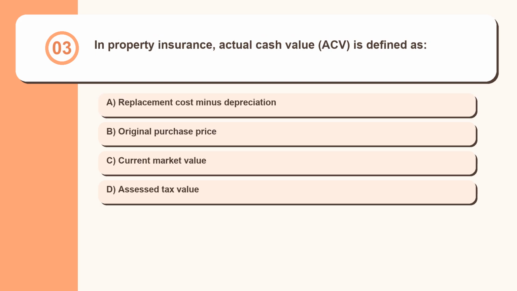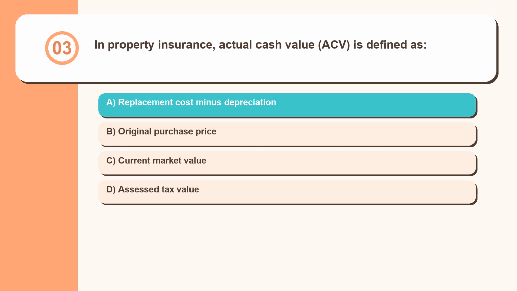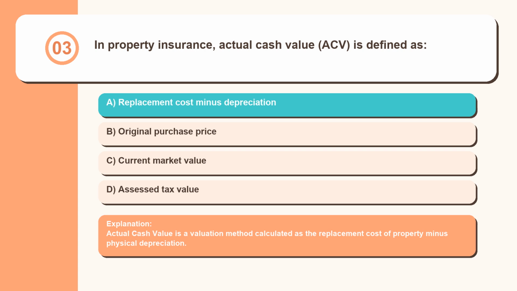Question 3. In property insurance, actual cash value, ACV, is defined as replacement cost minus depreciation, original purchase price, current market value, assessed tax value. Actual cash value is a valuation method calculated as the replacement cost of property minus physical depreciation.